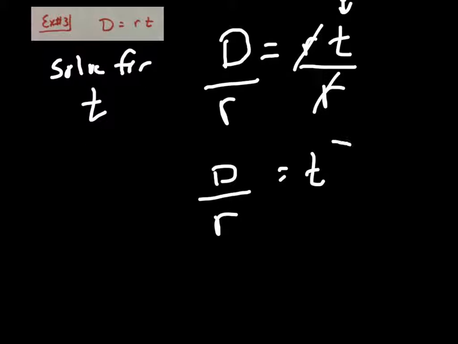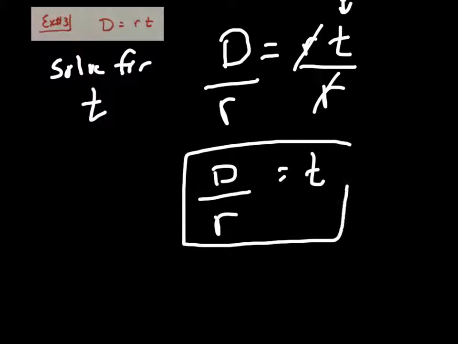d over r. So that might be helpful if I need to find the time of an object, and I know how much it traveled, and I know how fast it traveled. The d is how long it traveled. The r is the rate it travels at, the speed. So sometimes it's more helpful to have equations in this form.